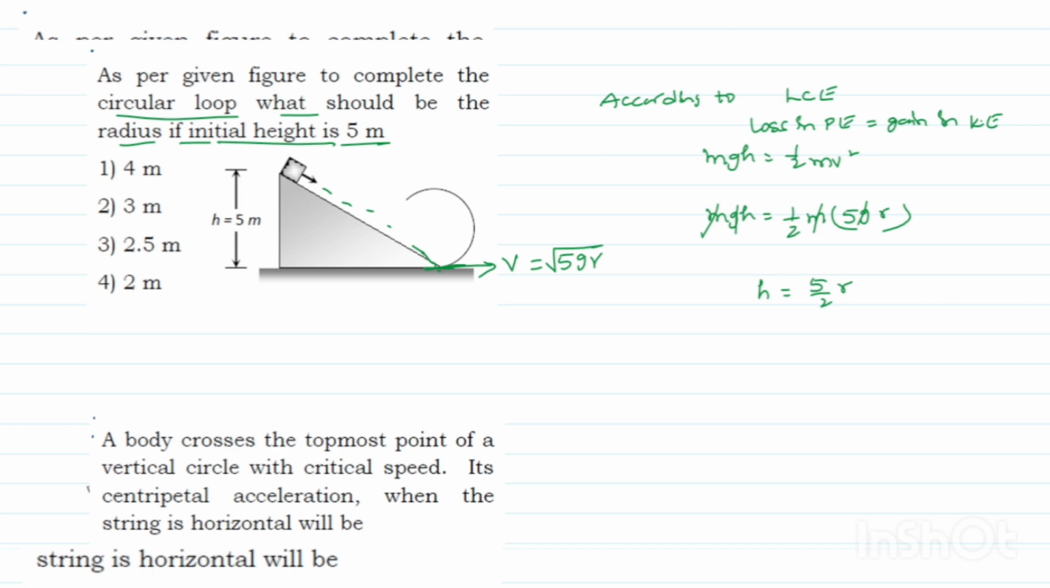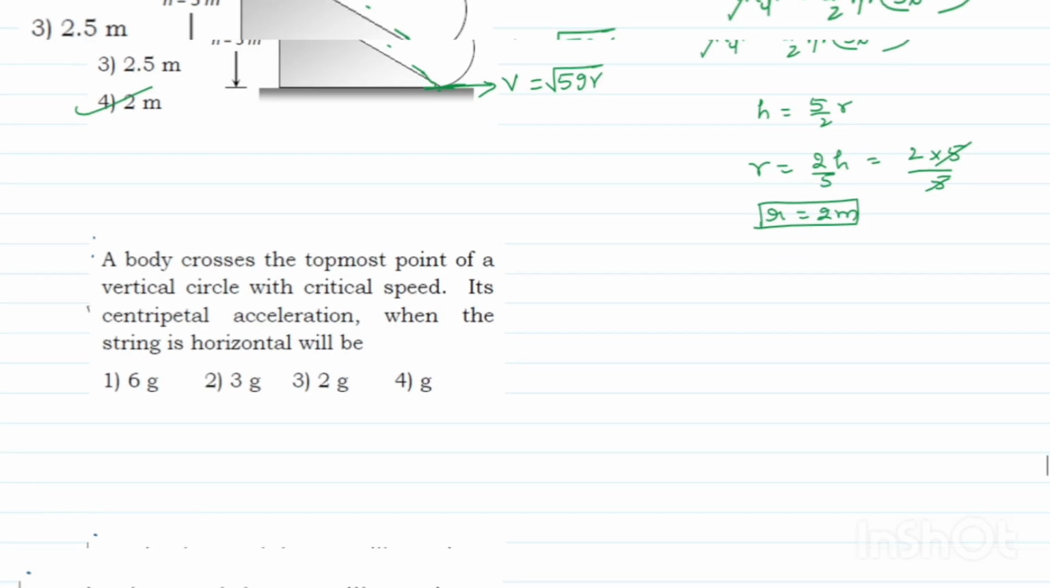They are asking for the radius, so r equals 2 by 5 into h. 2 into the initial height, which is 5, divided by 5. 5 gets cancelled, so when it is completing the circle, the radius value will be 2 meters. So 2 meter is the correct answer.